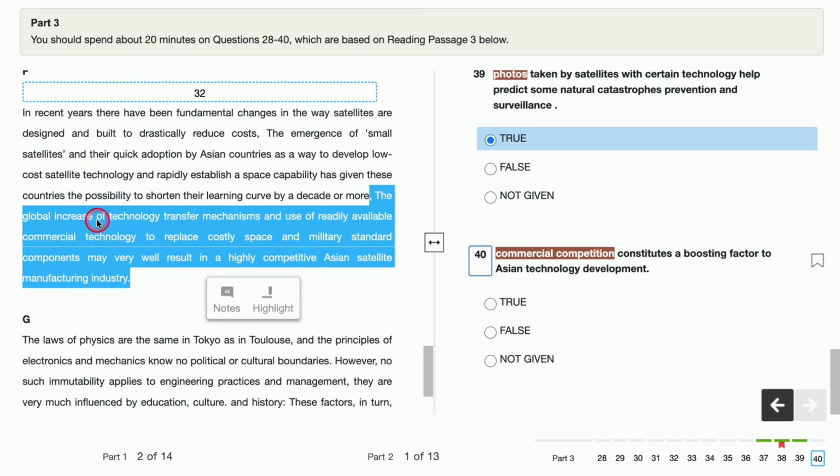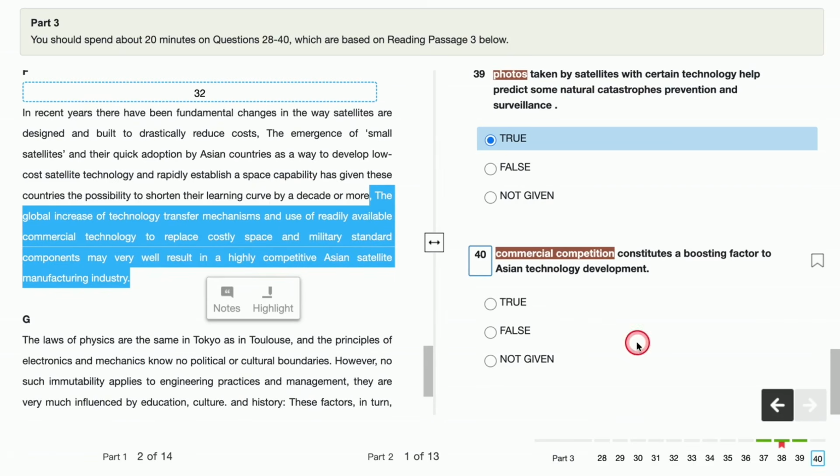The global increase of technology transfer mechanisms and use of readily available commercial technology to replace costly space and military standard components may very well result in a highly competitive Asian satellites manufacturing industry.